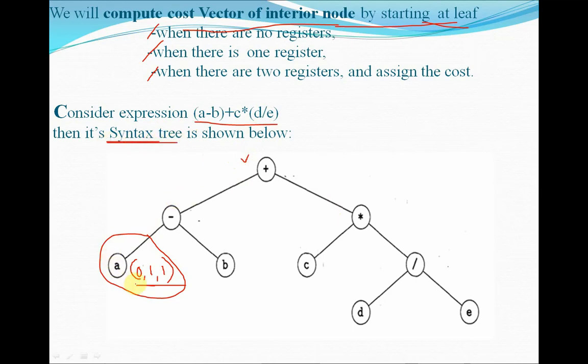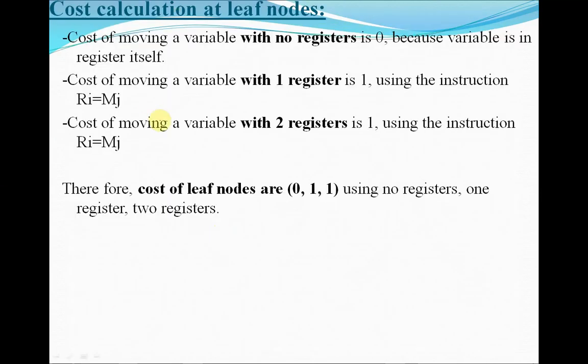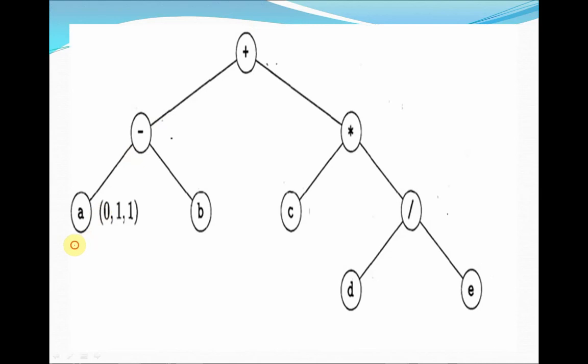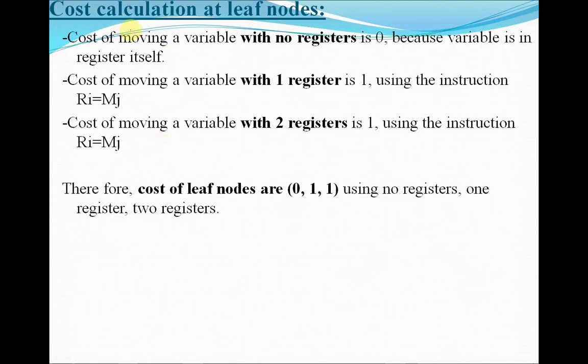After that, we compute the cost vector for each and every node by considering 3 points: when there are no registers, when there is 1 register, and when there are 2 registers. Try to compute the values. So I am going to compute the leaf node cost vector. How is this done? See here, cost calculation at leaf nodes.